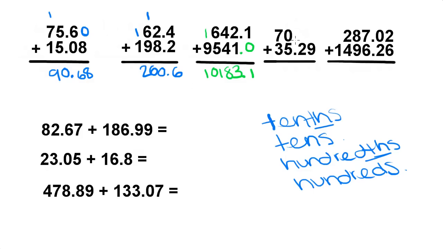Same deal over here. Don't let this confuse you. Put an imaginary little decimal point right there and 2 zeros. In actuality, there can be an infinite amount of zeros, so you can keep on going so on and so on. So 0 and 9 is 9. 0 and 2 is 2. Bring down the decimal point. 0 and 5 is 5. 7 and 3 is 10.